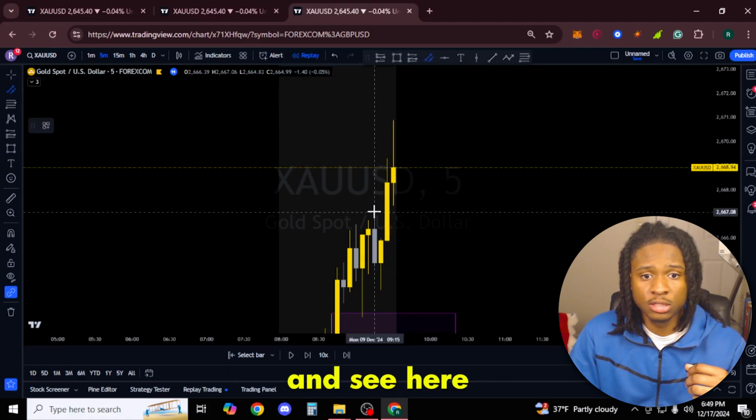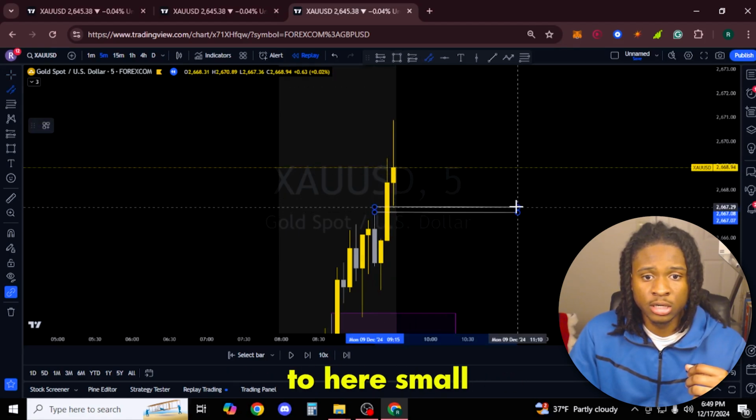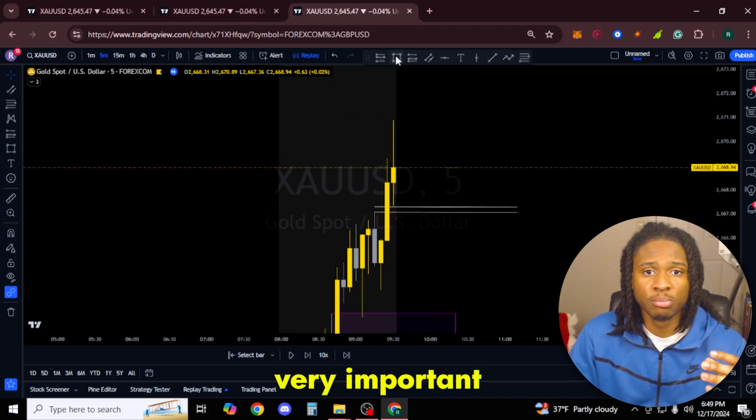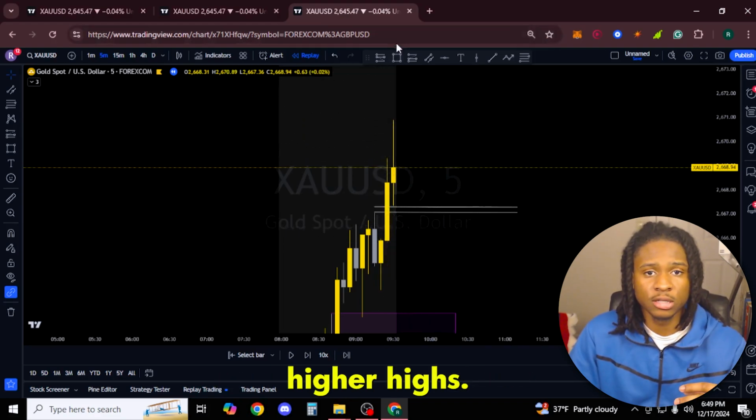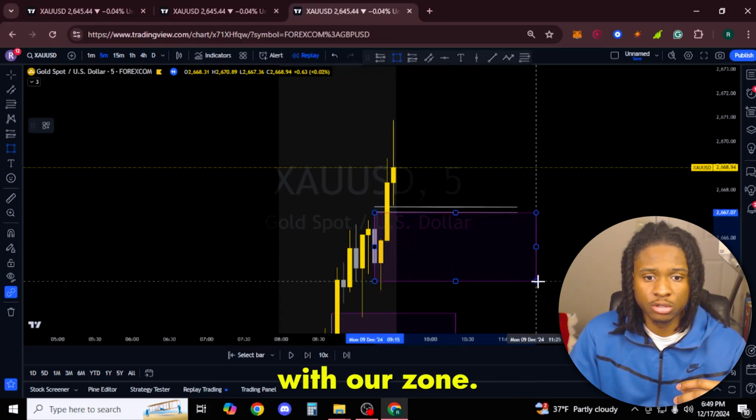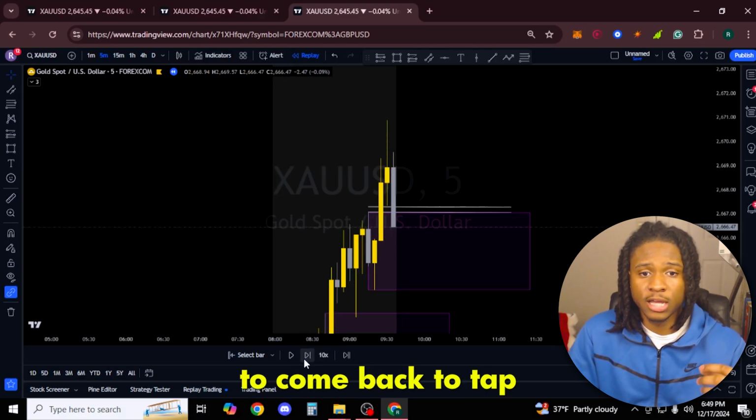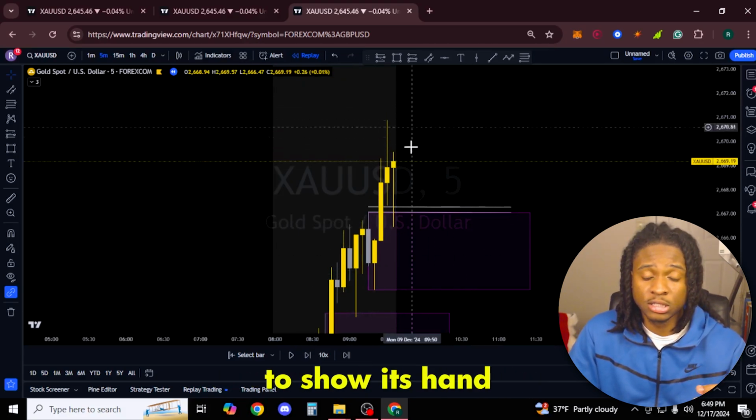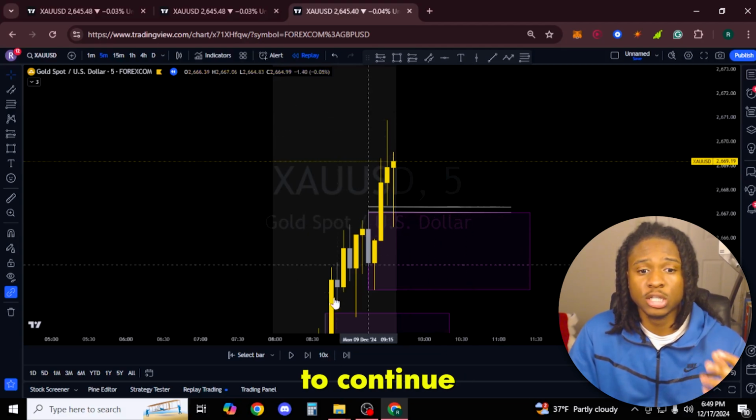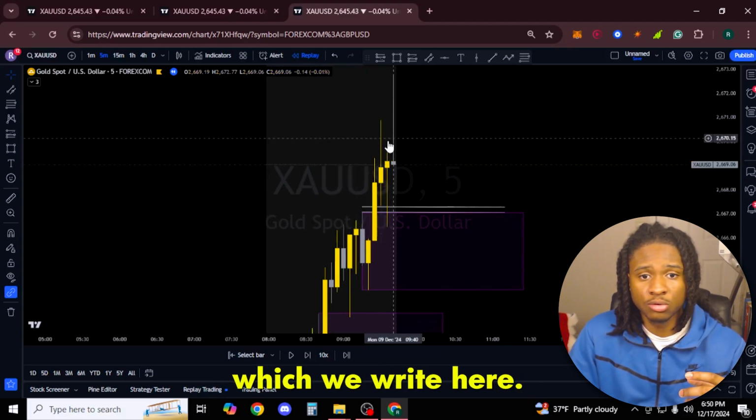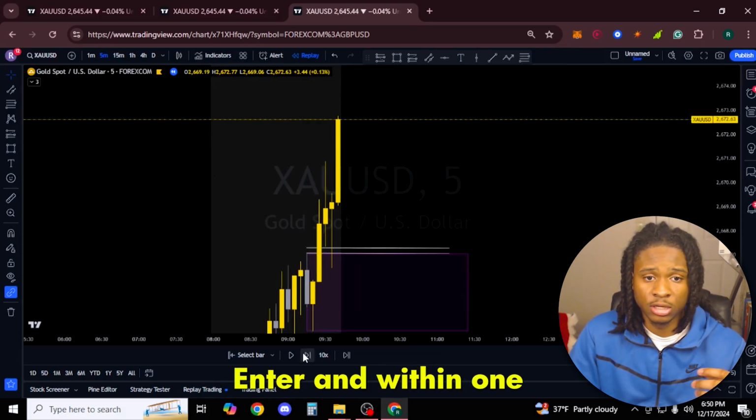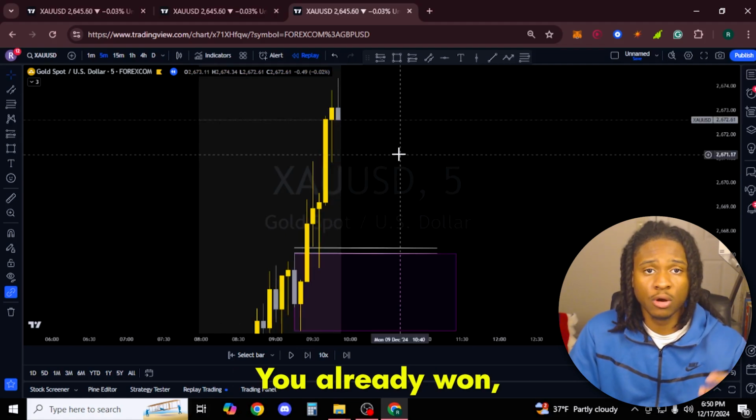If you could point it out and see here, it is from here to here. Small, but still very important, as we are creating new higher highs. So from the beginning of that move, we draw our zone, and we wait for price to come back and tap. Then you wait for price to show its hand and continue. Now it wants to continue in that direction. Wait for a break of candle, which will be right here, enter, and within 1-2 candles, you already won.